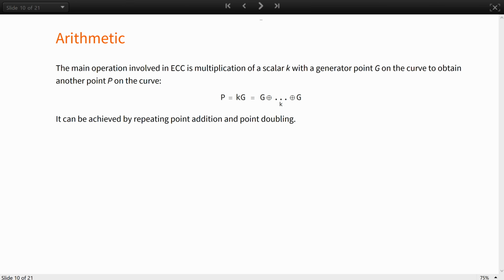The main operation involved in elliptic curve cryptography is point multiplication. That is, multiplication of a scalar k with a generator point G on the curve to obtain another point on the curve. This multiplication is basically applying the group addition of G to itself k times. Point multiplication can be achieved by two basic elliptic curve operations, point addition and point doubling.